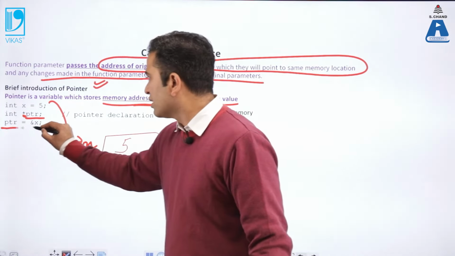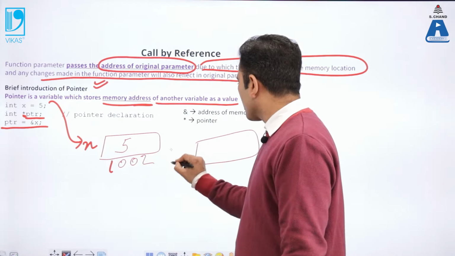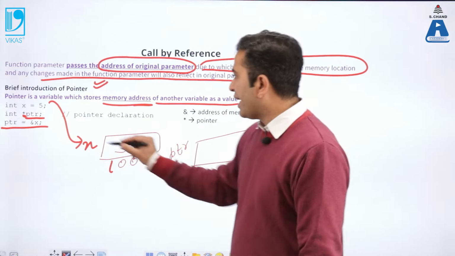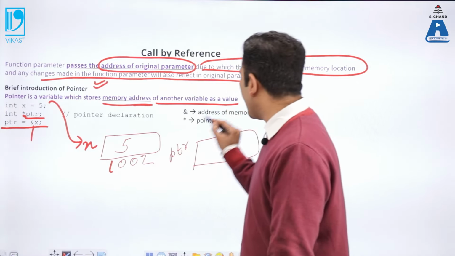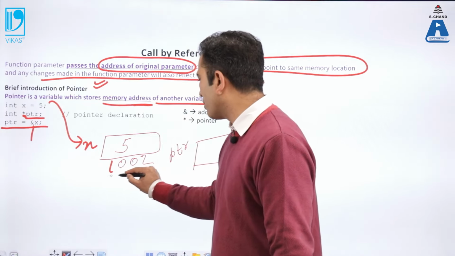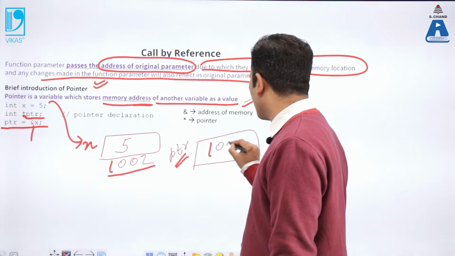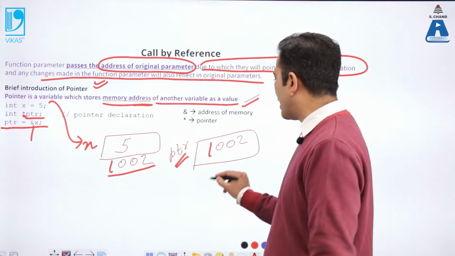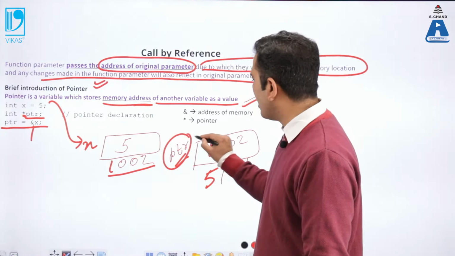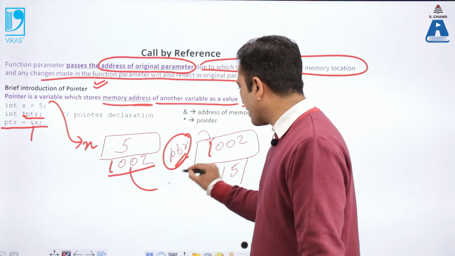Here we are saying ptr is &x. What does it mean? ptr is a pointer type variable, and &x is the address of memory, the address of this particular variable. The address of this particular variable is 1002. So the value of this ptr is 1002, and this ptr has its own address. Let's suppose it is 5151. Now this ptr variable has the address 1002. That means it directly references here.